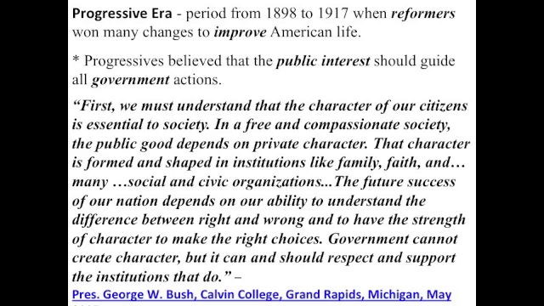So the Progressive Era is a period of time in American history from 1898 to 1917 in which reformers wanted to improve American life. Now this takes place in both the social aspect of it and also the political aspect of it. It's also known as the Gilded Age because when you think of the term gilded, gilded usually means golden, but it's not necessarily real gold.